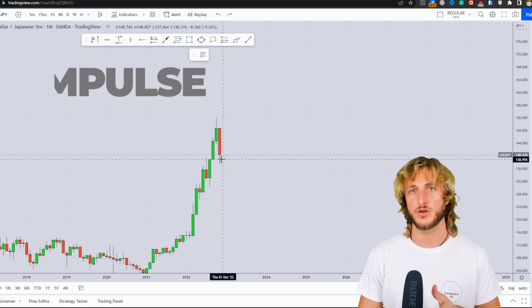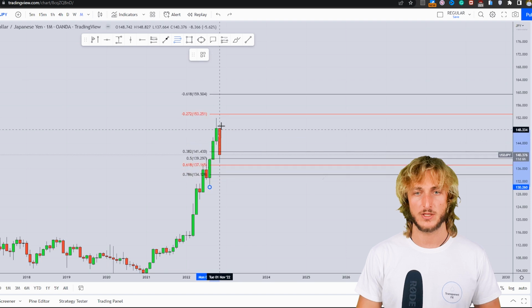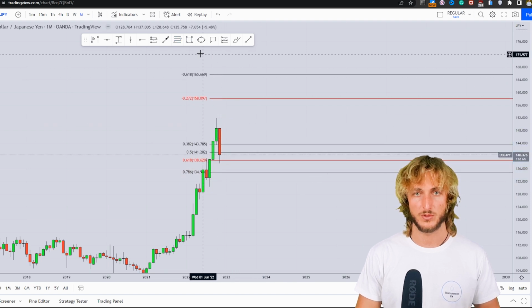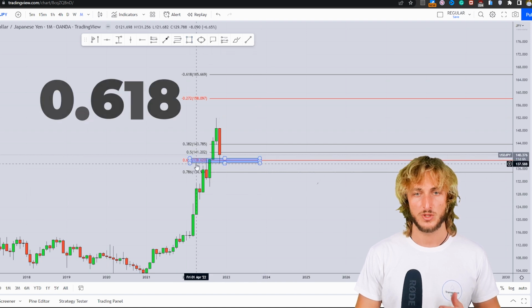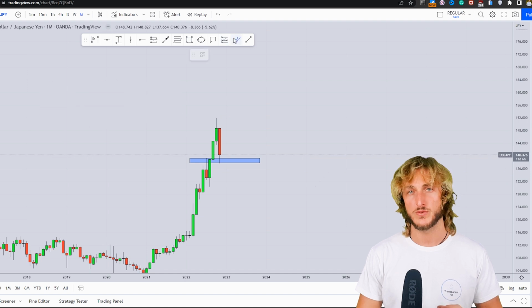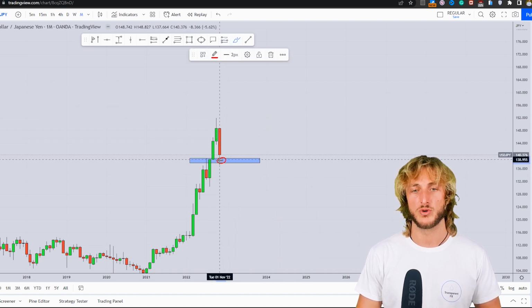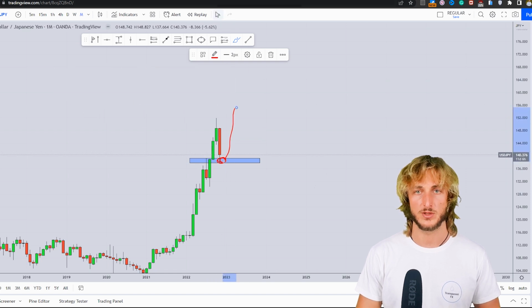Now, in general, after an impulse, if you want to measure the correction, what you have to do is take your Fibonacci from the low to the high of the impulse. And if we do that, we can see how the market has just retraced exactly to the 0.618 of the Fibonacci taken on the monthly impulse, which is a very strong level of monthly support and demand, which we do expect the market to test and then to reject to the upside.